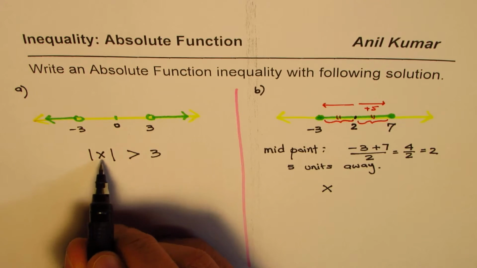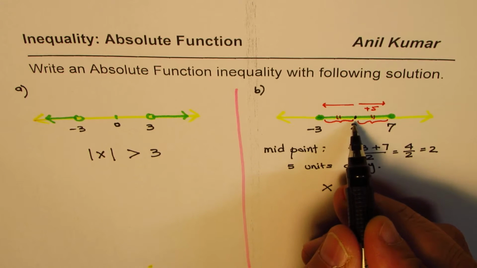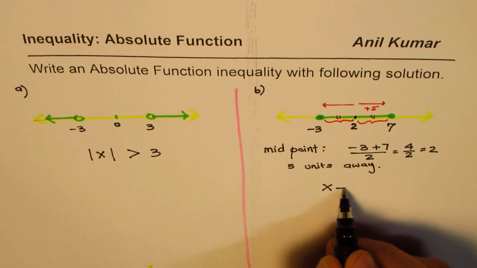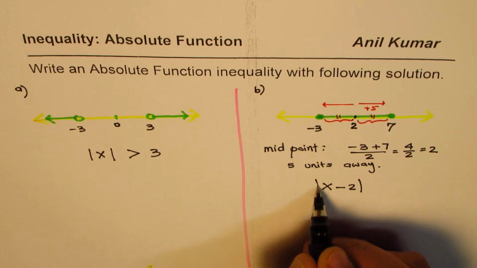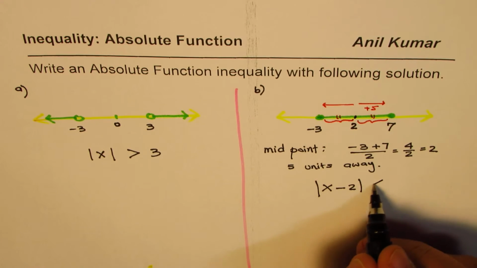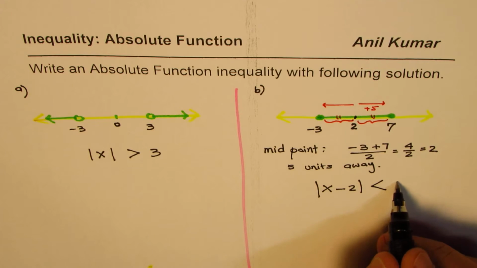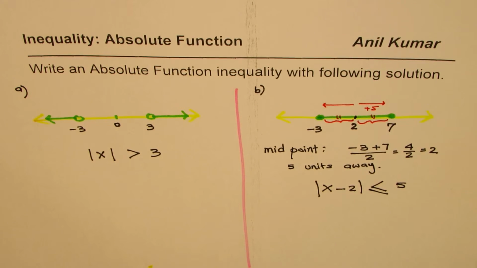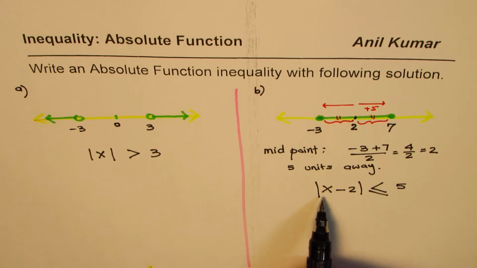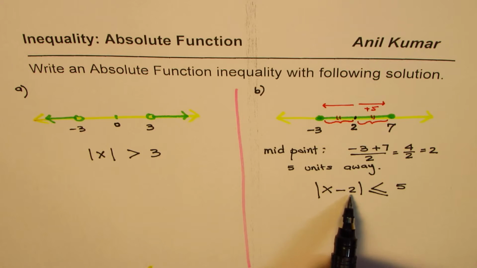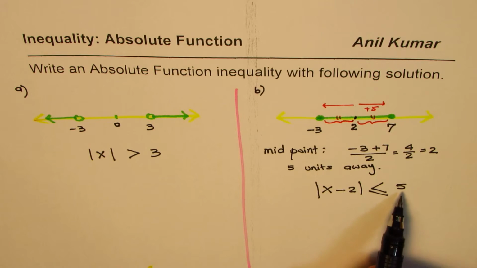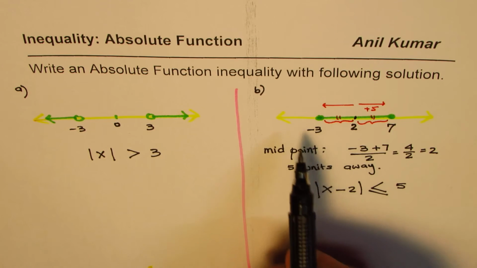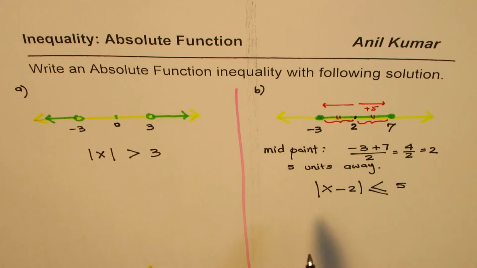Well, it could be written as follows. The absolute function is translated horizontally to this position 2, so it will be x minus 2, and this absolute value is within 5 units. Now since these are filled in holes, we'll have less than or equal to 5. You get an idea, right? So the absolute function, absolute x minus 2, less than or equal to 5, will be represented on a number line as shown here. That is how you actually do it.